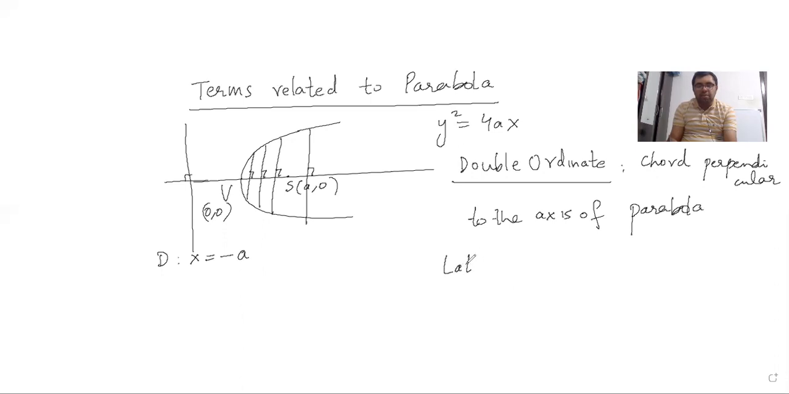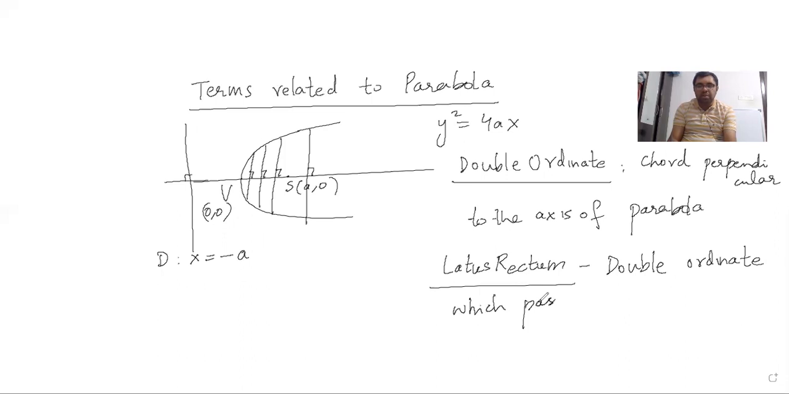Now let's come to latus rectum. The latus rectum is the double ordinate which passes through the focus of the parabola.